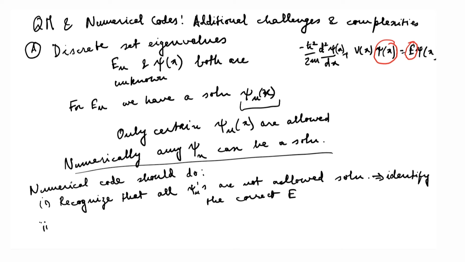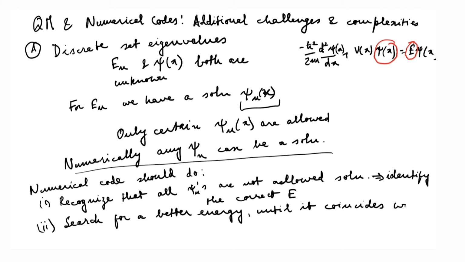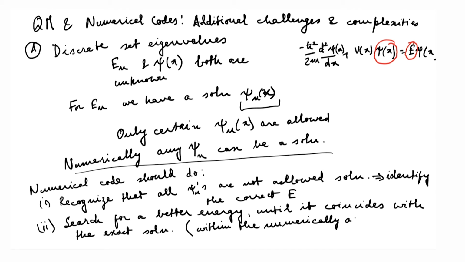And in order to do so, it should be able to search for a better energy until it coincides with the "exact" solution. Remember, I am using exact within quotes; when I say exact, I mean exact within the numerical accuracy, because numerically, in most cases, we will never get the exact solution. We can be close to it, because there will always be some numerical errors present.